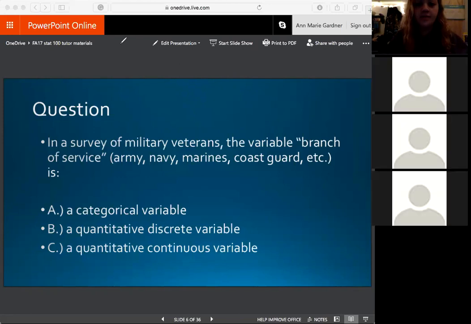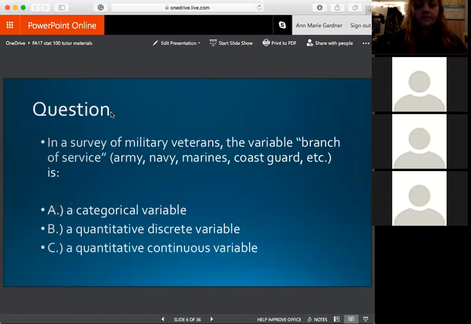Great job. Absolutely. Good job. So this answer would be A here, because we are talking about a categorical variable, because these are different categories. They don't have values associated with them. They're different groups. And if we do want to get specific, this is actually a nominal categorical variable, because in theory, they don't have any sort of hierarchy to them. So we're going to call that a categorical variable that is also nominal. So our answer is A. Great job.